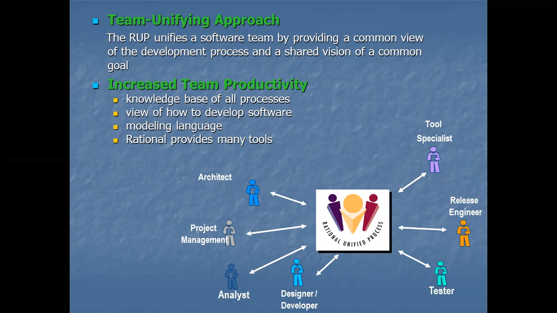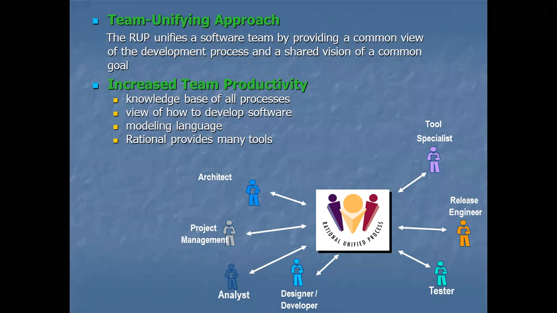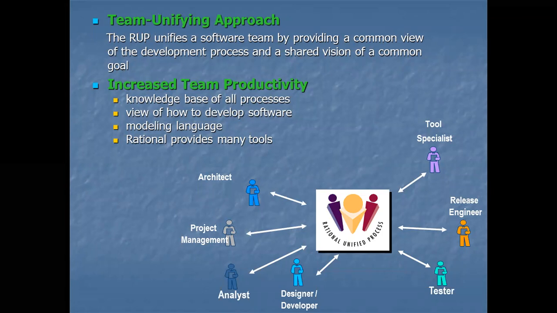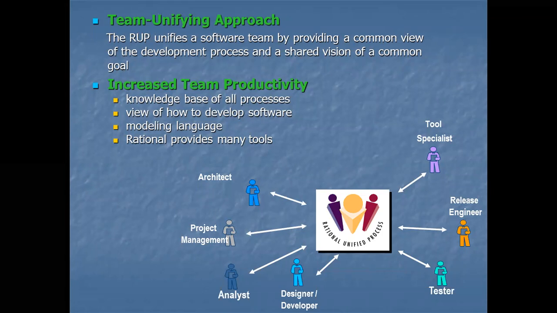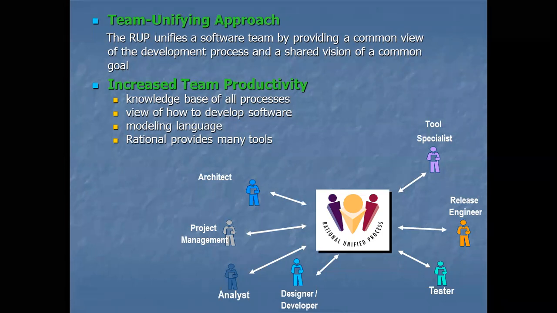Here you can see that the Rational Unified Process contains phases like architect. There are several terms or sections under this process. The first one is architect, where architecture is involved in that process. Then the project management team, then analyst, designer or developer, then tester, release engineer, or tool specialists. These are all categories under the Rational Unified Process.